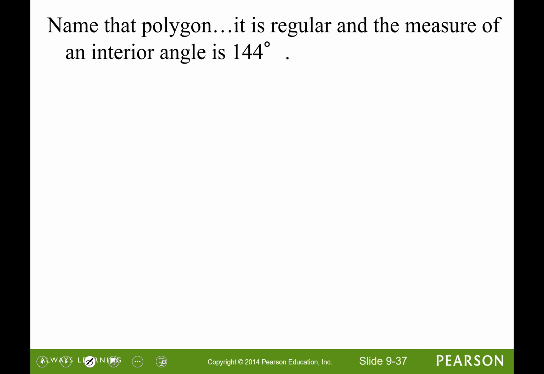All right, name that polygon. Here are the hints about the polygon. It is regular, and the measure of the interior angles is 144 degrees. Try to name that polygon. Maybe I'll give you a hint here. The measure of each interior angle is 144 degrees.